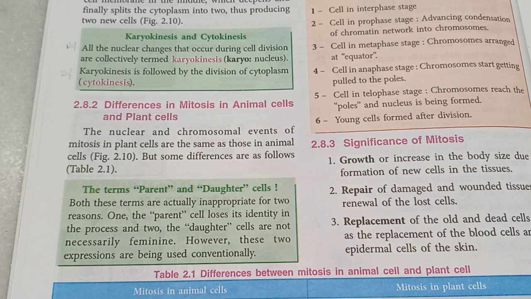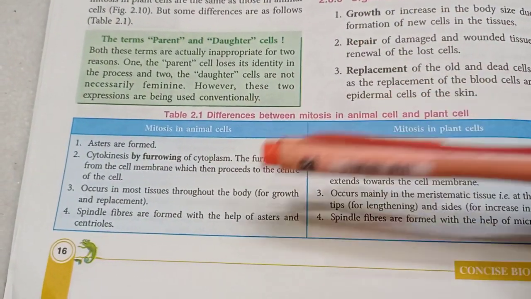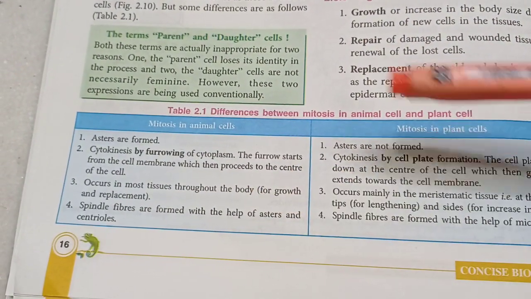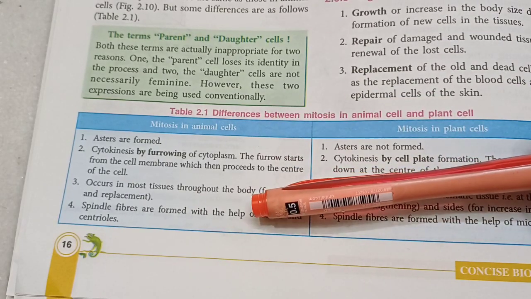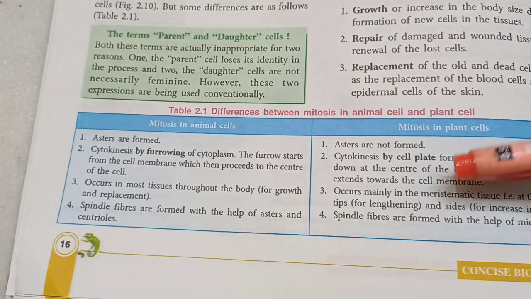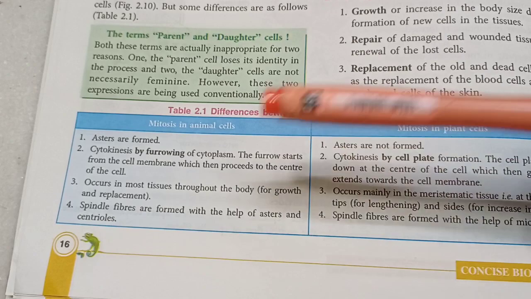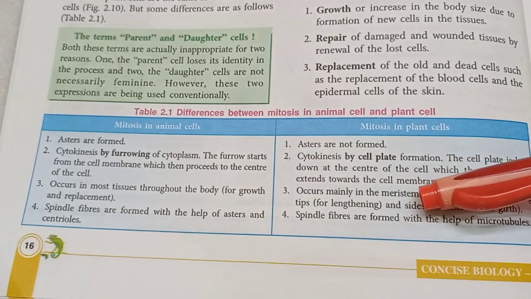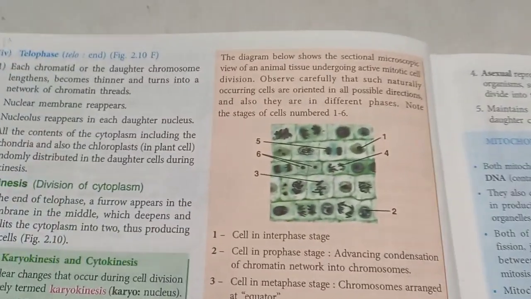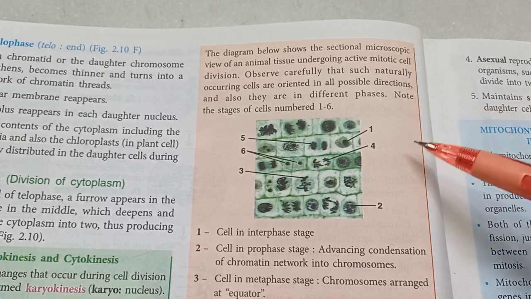Now, what's the difference between mitosis in plant cell and in animal cell? Here, asters are formed, asters aren't formed. Furrowing happens, cell plate formation happens. This happens in almost all parts of the body. Mitosis does not happen in the reproductive cells, by the way. This happens in plants only in the meristematic tissue, but the permanent tissues don't divide. Spindles are formed with the help of the asters and the centrioles, whereas here they are formed with the help of microtubules. Now, if a diagram is given and you have to identify the stage, then you can look at the characteristics to state what is happening.